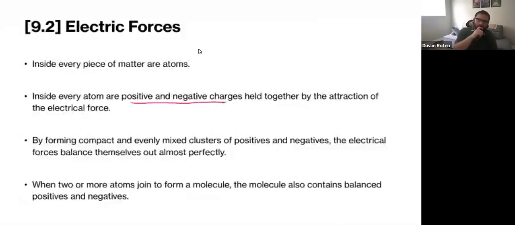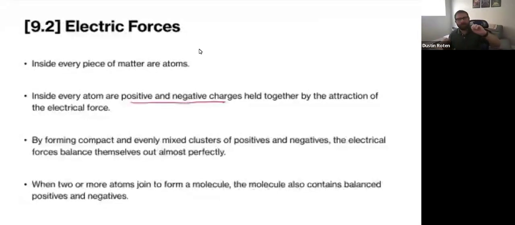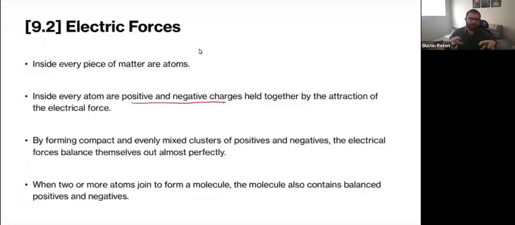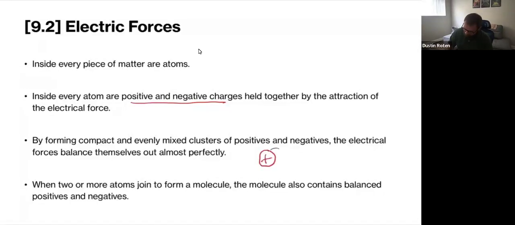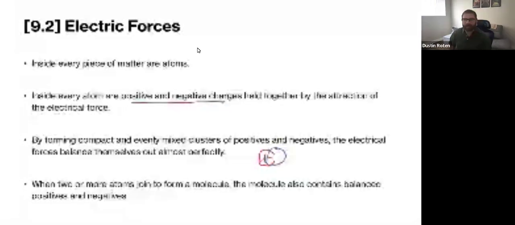Okay, so by forming compact and evenly mixed clusters of positives and negatives, the electrical forces balance themselves out almost perfectly. So for however much positive you have in an atom, usually you're going to have roughly the same amount of negative, and they're essentially going to roughly balance each other out.